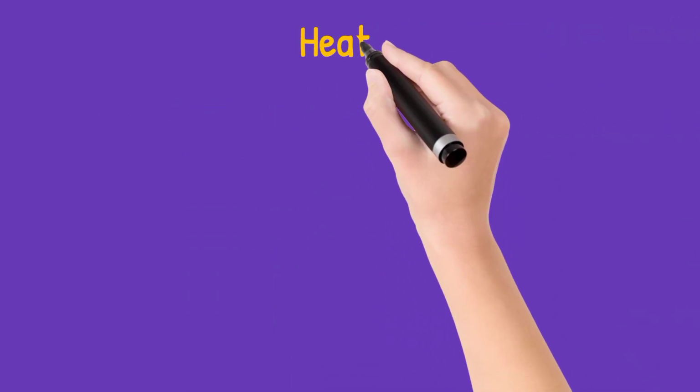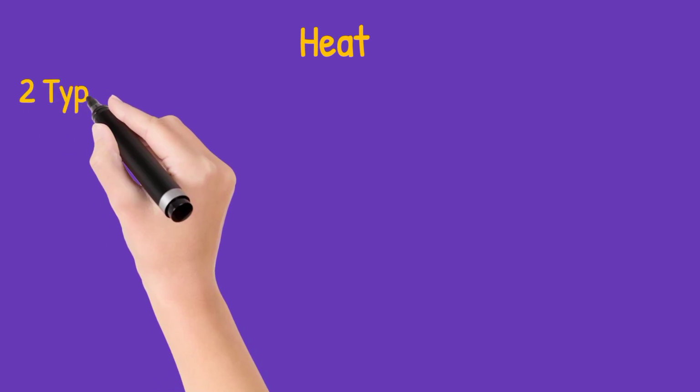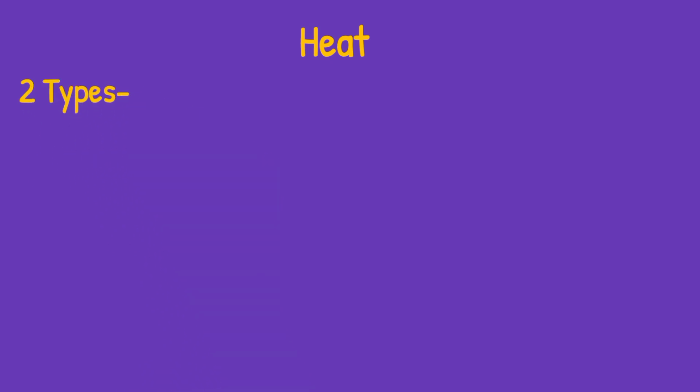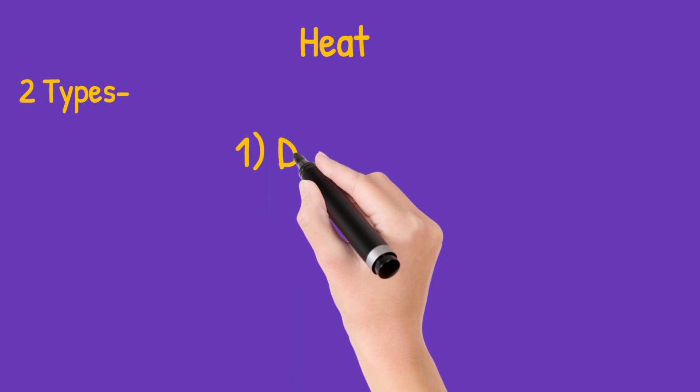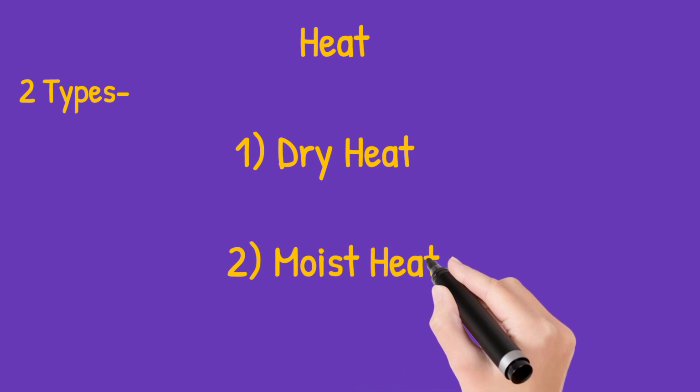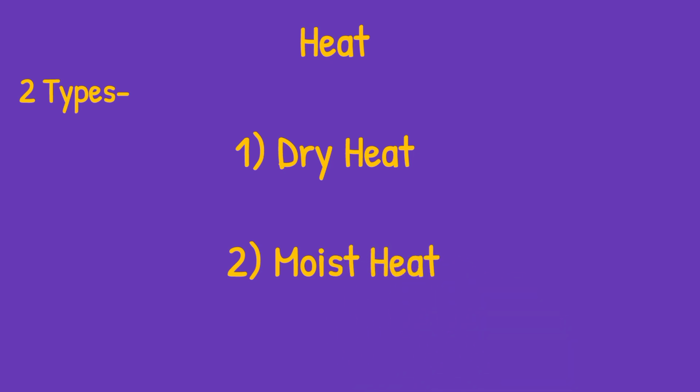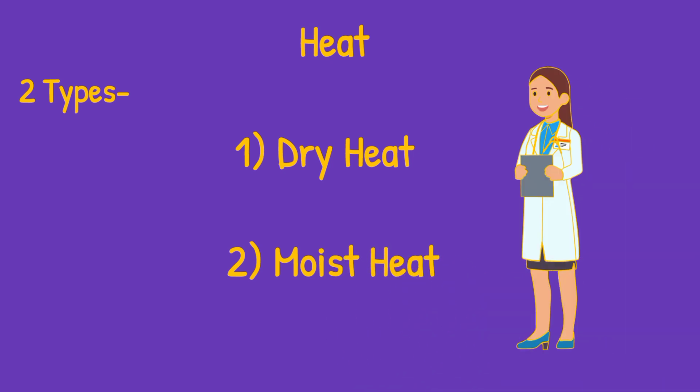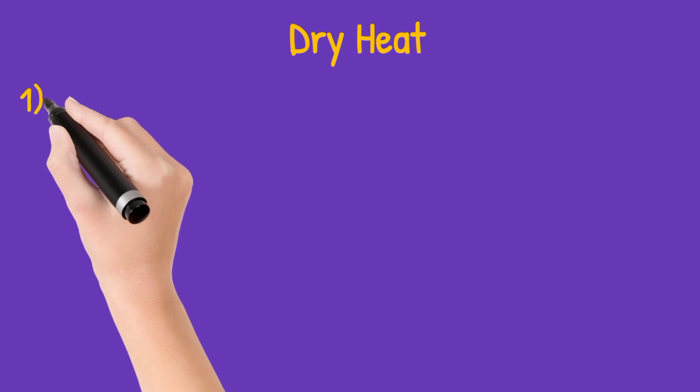Now let's elaborate heat. As we already mentioned, heat is of two types, dry heat and moist heat. And it is further subdivided, like dry heat in flaming, incineration, hot air oven, and moist heat in temperature below 100 degrees Celsius, temperature at 100 degrees Celsius and temperature above 100 degrees Celsius. Both in three groups, right? Like dry heat in three groups and moist heat in three groups.